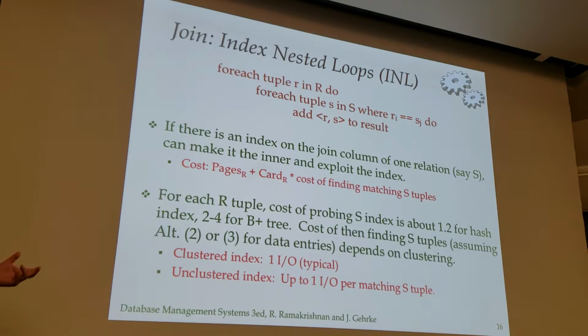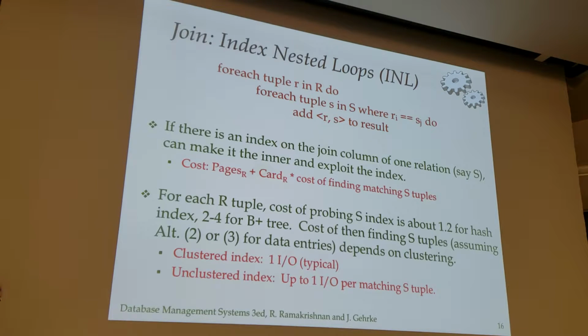And the assumption here, and again, you'll have to work with whatever the real assumptions are in your own environment, is that looking to find the matching S's is going to be about 1.2 IOs here, without the compute cost, if you're operating with a hash table, and it's going to be between 2 and 4 if you have a B tree. And the actual cost of finding the matching S tuples depends on what's going on, whether you have a clustered index, if it's a B tree or not.